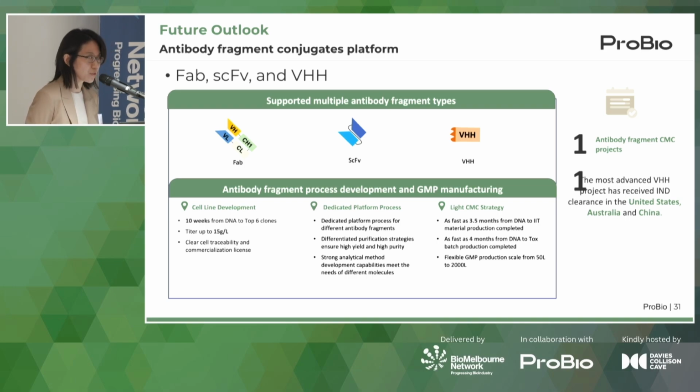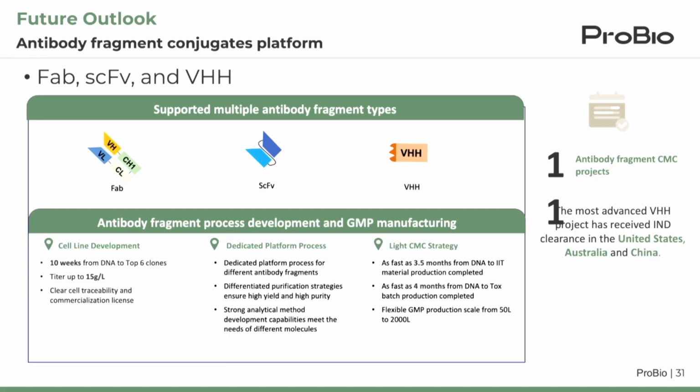And we adopt light CMC strategies for these antibody conjugates programs, and particularly for nanobody like VHH, we can take as fast as 3.5 months from DNA synthesis to IIT material production, and as fast as 4 months from DNA synthesis to tox batch production for IND applications. And we offer flexible GMP production scale from less than 50 liters up to 2,000 liter scale.